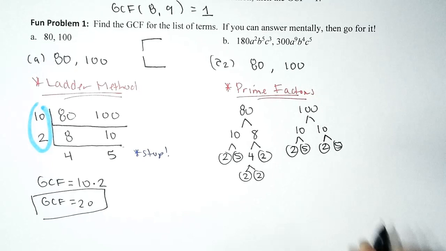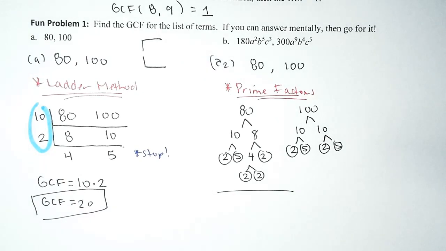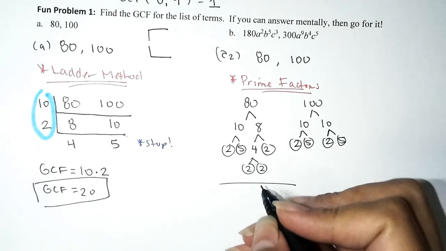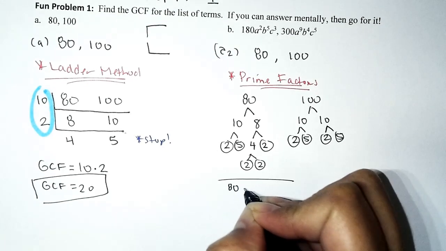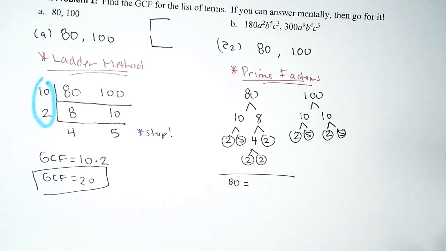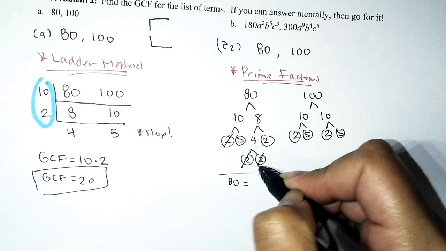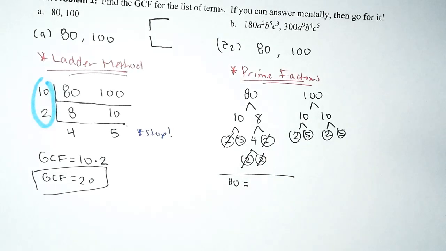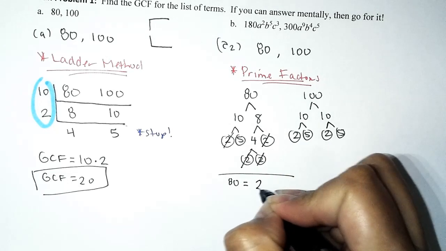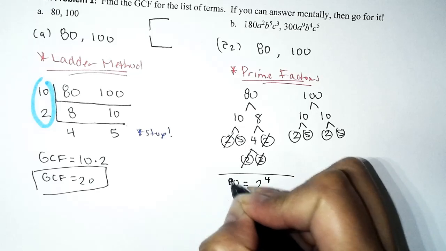Okay, so I need a break, like a real one, but I need a visual break. So let's go ahead and write 80 as a product of prime factors. So we have 80 equals, and it will be nice if we write the factors in order from smallest to largest. So we have 2 times 2 times 2 times 2. I believe that was 4 of them. So we have 80 is the same as 2 to the 4th power.